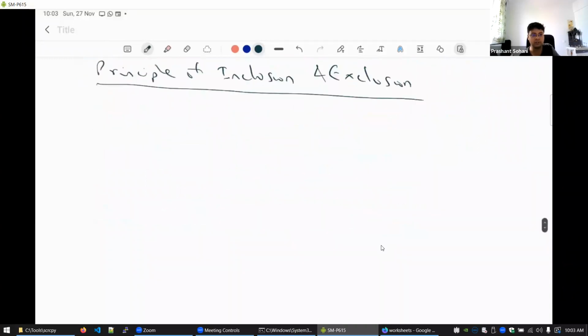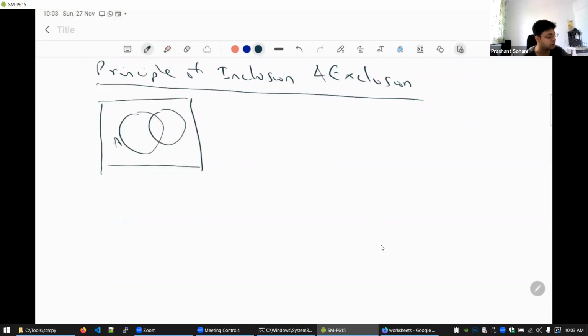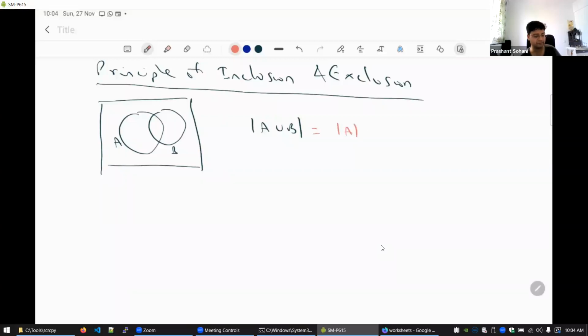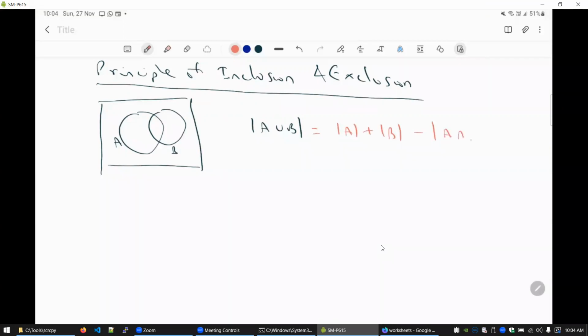The simplest example we can start with is to draw a Venn diagram of 2 sets A and B. We are interested in counting the union of the 2 sets, the number of elements belonging to either A or B. How much is the answer for those who already know? It would be the number of elements in A plus the number of elements in B minus the number of elements in A intersection B.